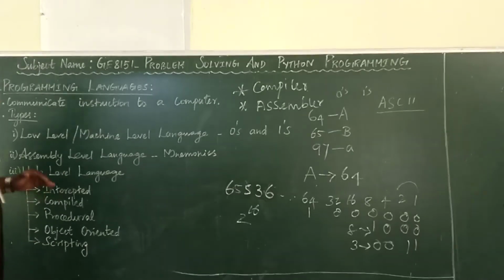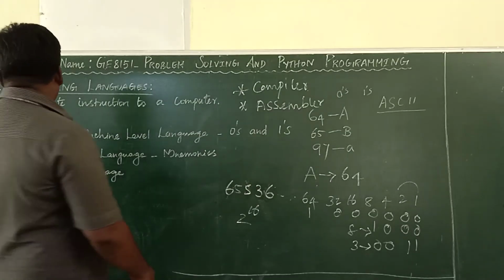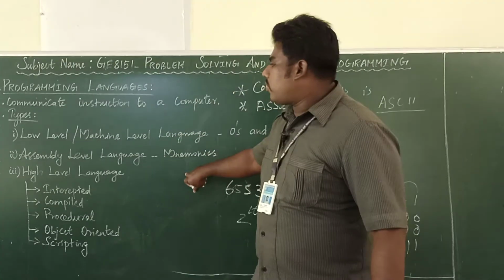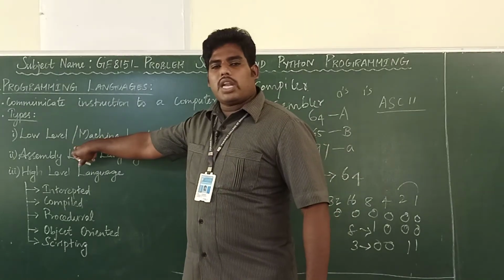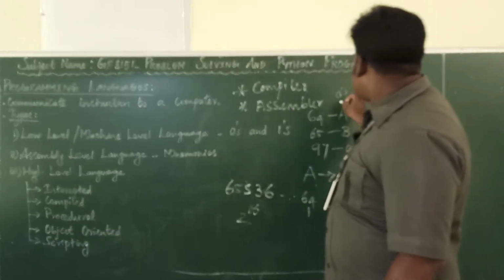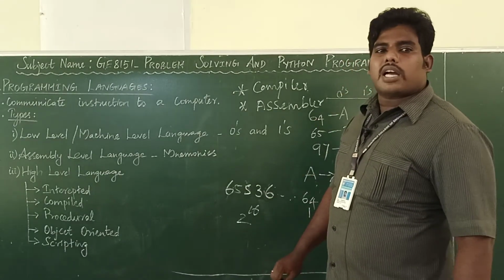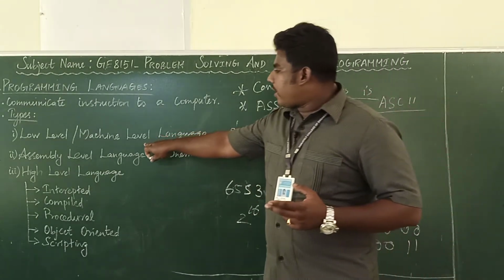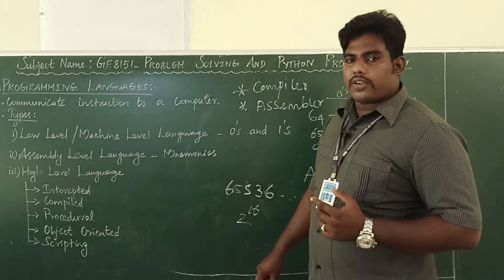Now, your programming languages are divided into 3 types. What are the types? First, low level language. The other name is machine level language. That is nothing but the zeros and ones. The zeros and ones are called as machine level language or low level language.